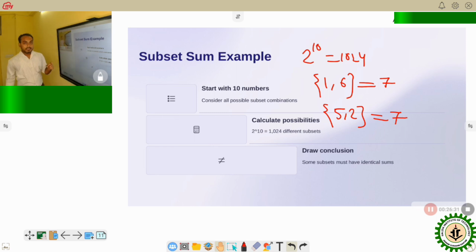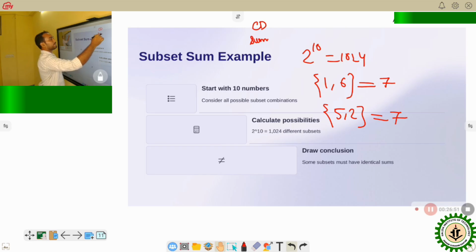So we see that the sums of the subsets may be the same, and that can be concluded using the pigeonhole principle. How? Because we have 1024 different possibilities and some will be the same. The codomain basically consists of the sums, and the domain will consist of the subsets.